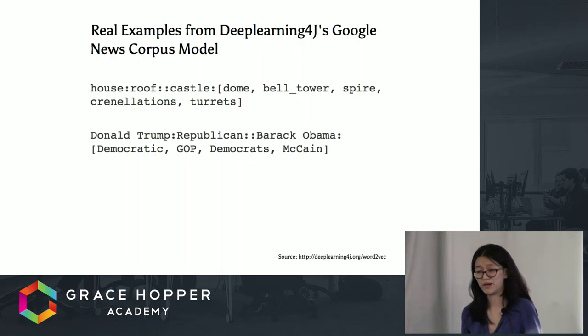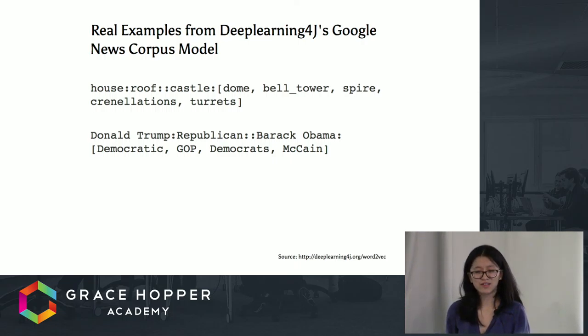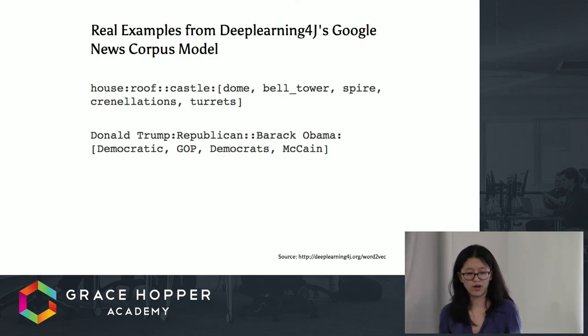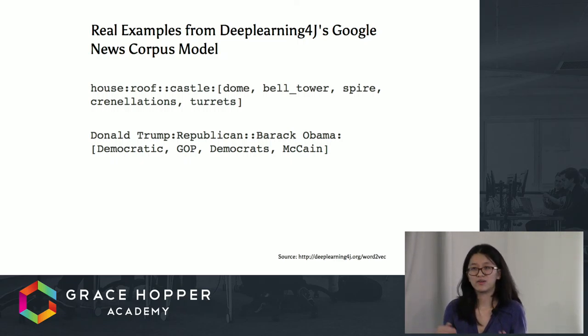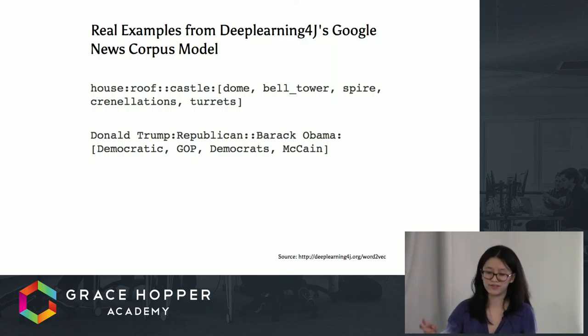Donald Trump is to Republican as Barack Obama is to either Democratic, GOP, Democrats, or McCain. This seems a little weird because why would Barack Obama be similar to the GOP? But then you think, a lot of people actually consider Donald Trump to be the opposite of what Republicans actually stand for. So the opposing relationship there was picked up by Word2Vec.